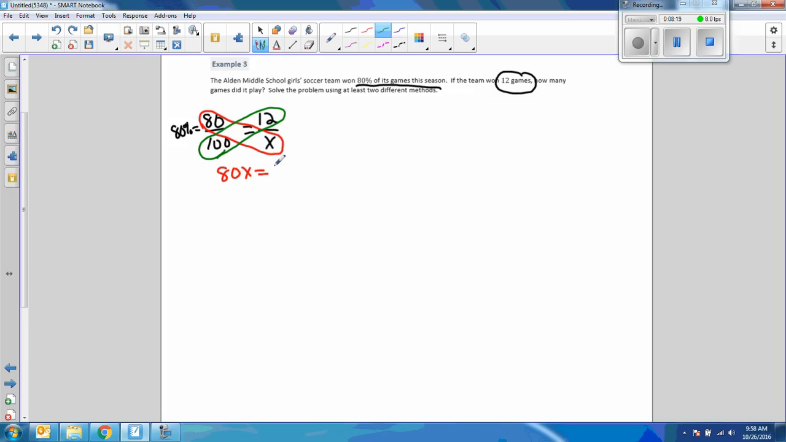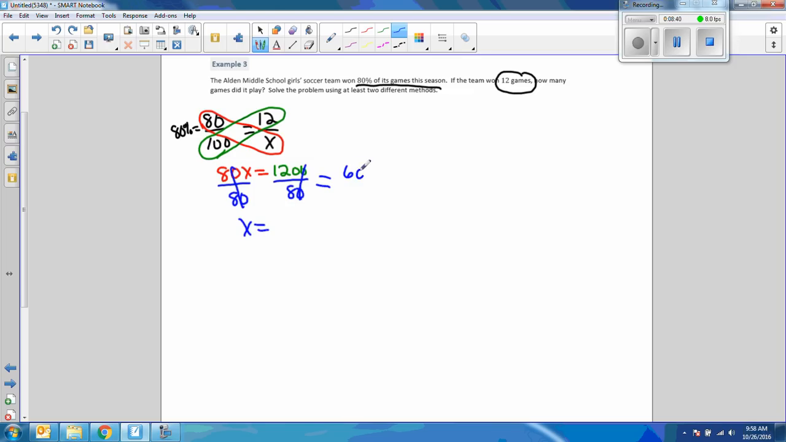12 times 100 is 1,200. And then finally, I'm going to divide both sides by 80, so I get x by itself. So these 80s cancel, and I get x equals, and I can cancel those zeros, and then I can just do some reducing. They're both even numbers.